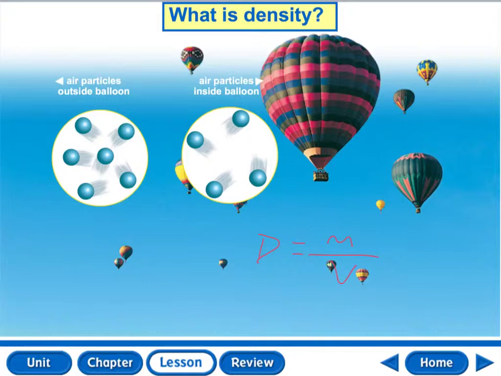If the mass is measured in grams and the volume is measured in cubic centimeters, if you remember from the last page, length times width times height, your answer is going to be in cubic centimeters. The result will then have a unit of grams per cubic centimeter.